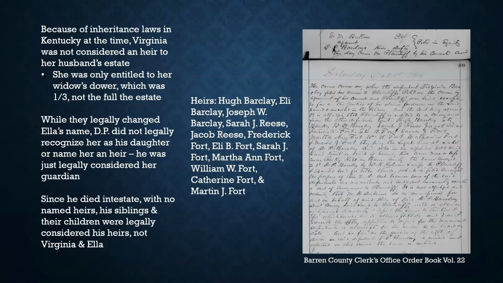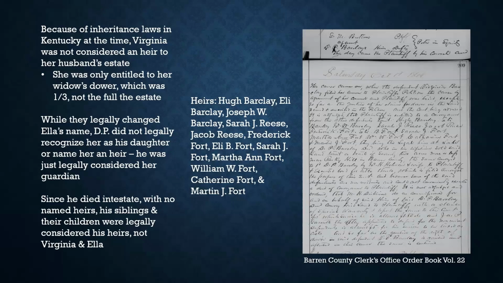The other interesting thing with DP's estate is that Virginia was not an heir to her husband because she was the widow. And in Kentucky, the widow receives a dower, which is 1/3 of the estate, not the full estate, and they're not considered legal heirs. They're just the widow, and they get the dower. And then because DP didn't legally adopt Ella as his daughter or name her as an heir in any sort of records, he was just her guardian.